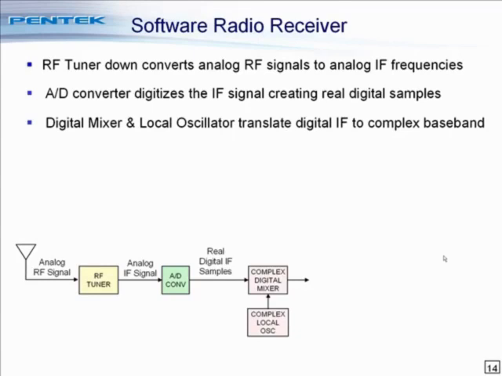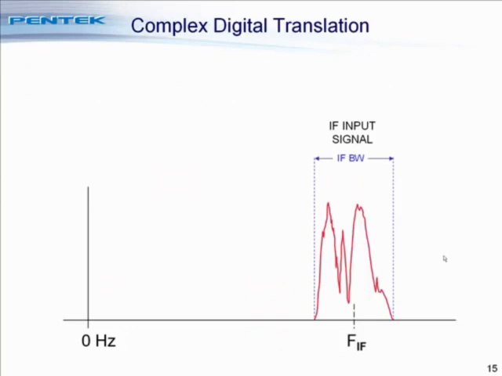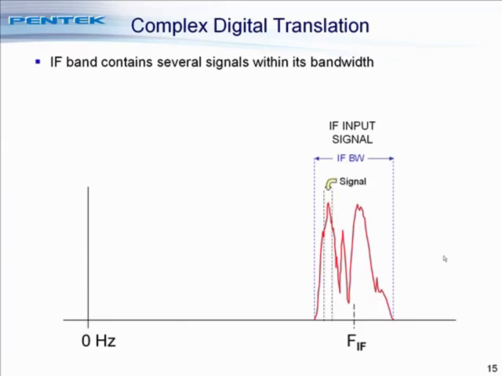Then we feed the real input into a complex digital mixer and local oscillator, like the one we looked at before. This will convert the IF signal down to a complex baseband signal. Over here at the right, we see an expanded view of that narrow IF bandwidth that we looked at before, and we can see that there are many signals within that bandwidth that we may wish to tune to. Perhaps this one.